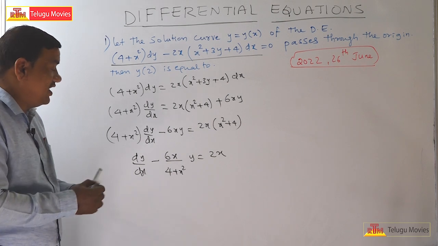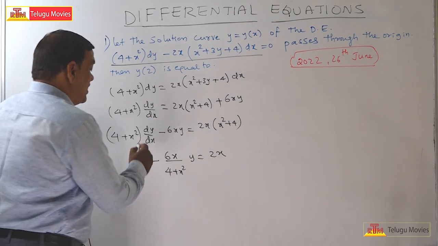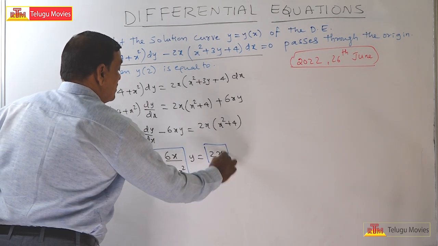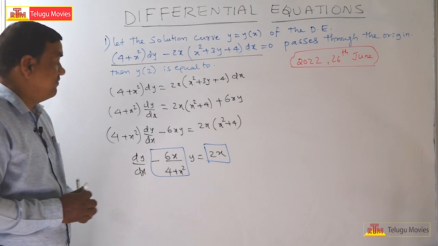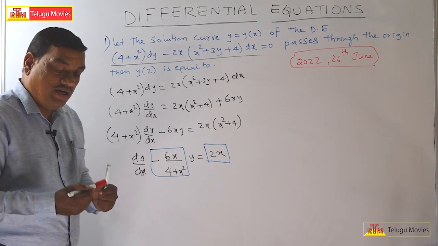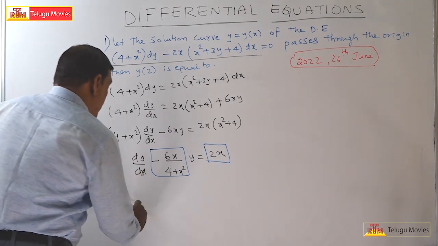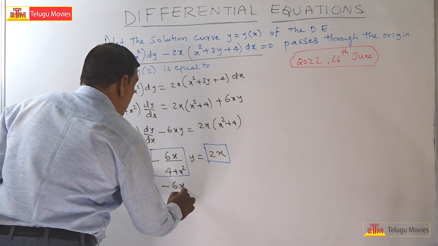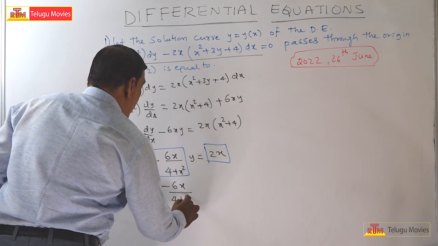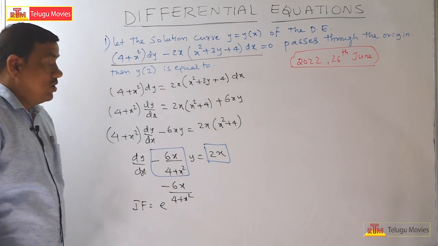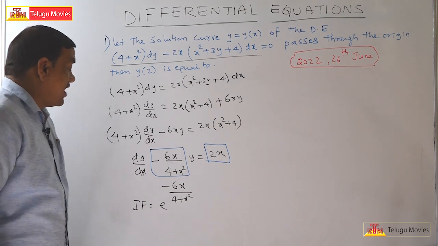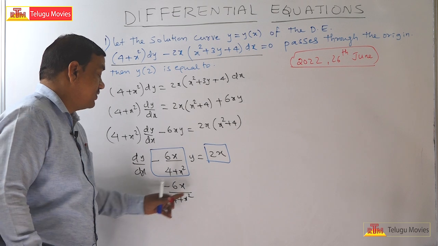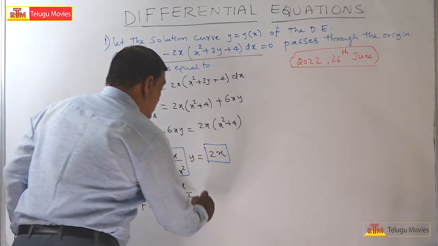So it is clearly a linear differential equation. This is a function of x, and this is also a function of x. Very clear. Now what is the integrating factor? The integrating factor is equal to e to the power of integral of minus 6x upon (4 plus x square). Here you have to take very carefully. The derivative of 4 plus x square is how much? 2x, so in the numerator I will write it like this.